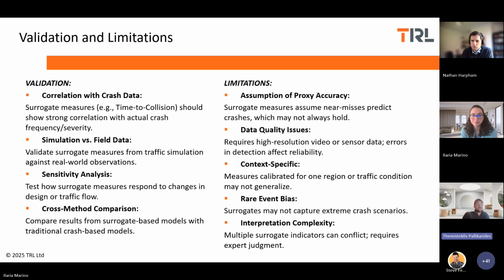Context-specific measures calibrated in one region or traffic condition may not generalize. Rare events bias, surrogate may not capture extreme crash scenarios, and interpretation complexity, as multiple surrogate indicators can conflict, which require expert judgment.